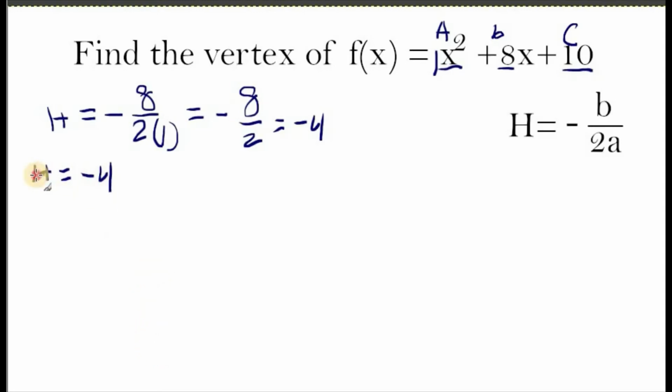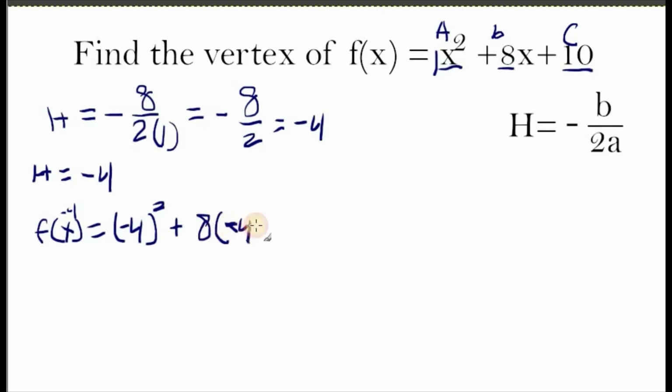Now we still need to find the k coordinate. And to do that, everywhere we see x, we're going to plug in negative 4, because remember, h is also the x coordinate. So I'm going to write down f of negative 4 is equal to negative 4 squared plus 8 times negative 4 plus 10. And we go through and solve.